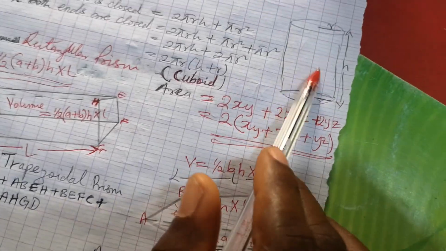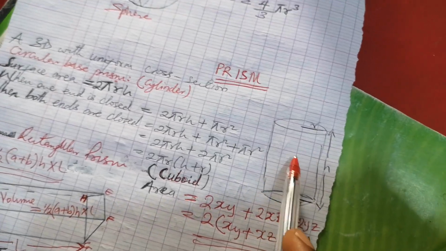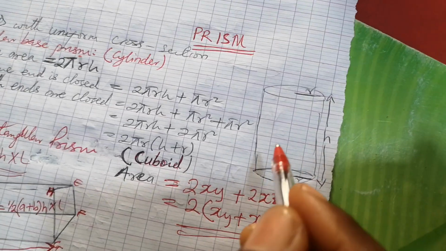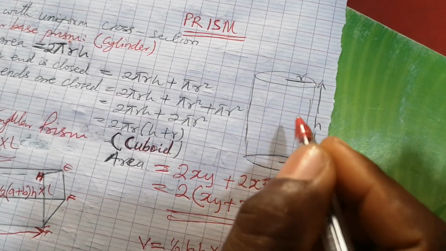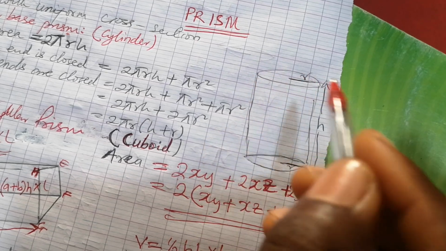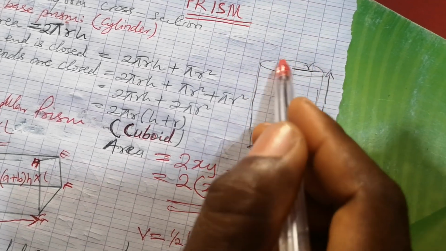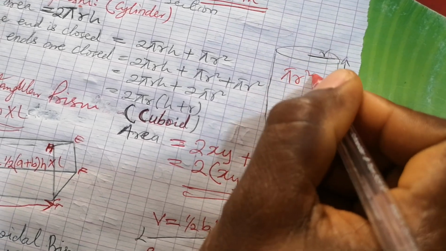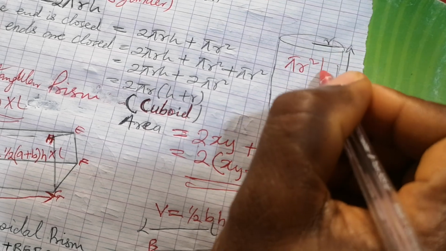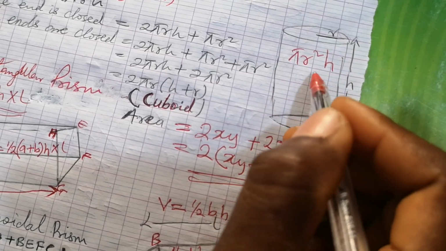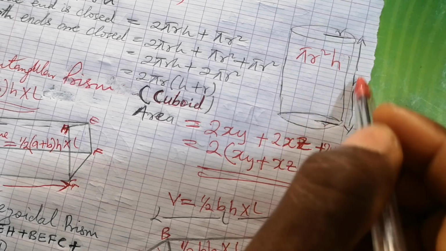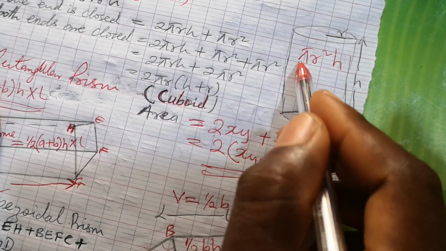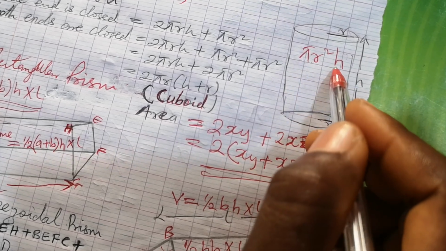Now let's look at this one. This is a cylinder, and a cylinder is also a prism. If you want to find the volume of a prism, you just find the area of the cross section. Since the cross section of this shape is circular, the area of a circle is pi r squared, then times height. So this is going to be the volume of this shape, which is a cylinder. In other words, the volume of a cylinder is pi r squared times height.